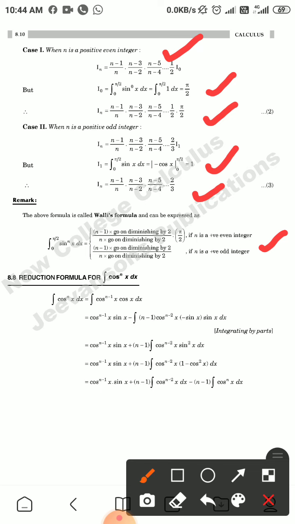In a similar way, we are able to prepare the reduction formula for integration cos raised to power n x dx, and this we will complete in the next lecture.